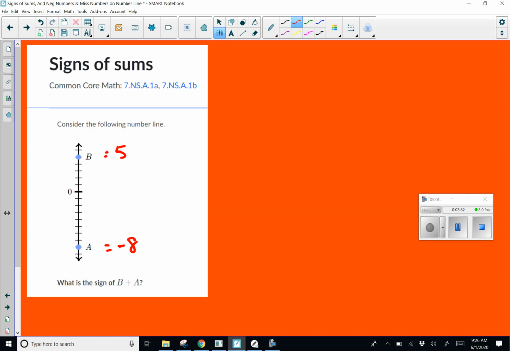Again, think about putting both of these numbers on that scale. If I were to put 5 positives on one side and 8 negatives on the other, which would weigh more? Clearly, you have more negatives, so that would weigh more, which means that your answer would be a negative.